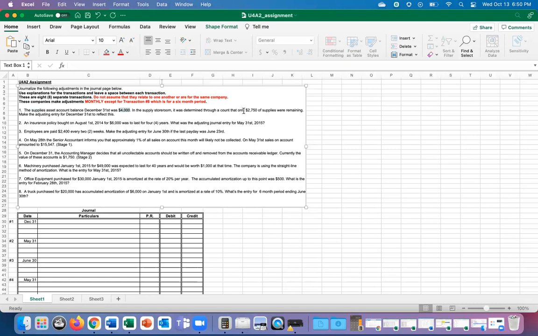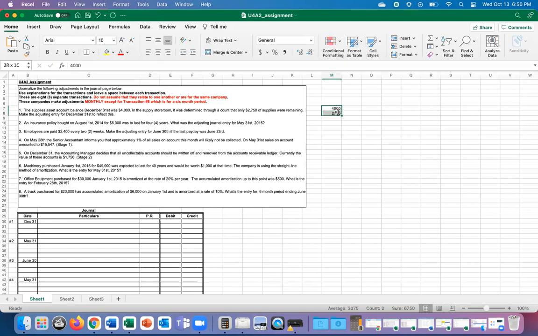And then at the end of the month, we went in and we had $2,750. So the first thing that we want to determine is how much of the supplies have been used up, or what is the value of the supplies that have been used up in that month. For that, all you would have to do is take your $4,000, which was the original value of the supplies, and subtract from that the value of the amount of supplies that are left. So we still have $2,750 of supplies.